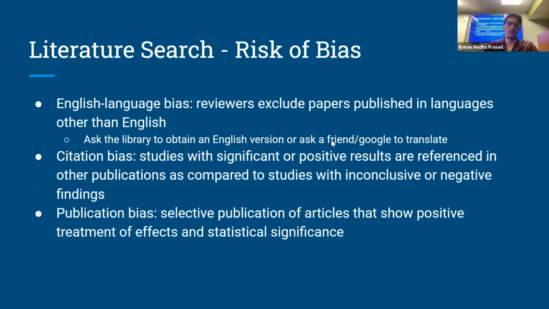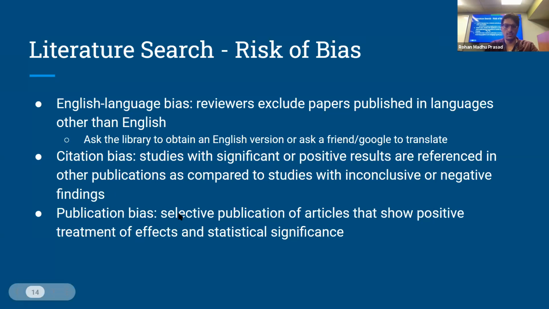Or I've had, like, one that was in Chinese and I had someone translate it for me. So that's also something you can do. A citation bias is when studies with significant or positive results are referenced in other publications more than studies with inconclusive or negative findings. So those come up more often on Google Scholar if they have more citations.